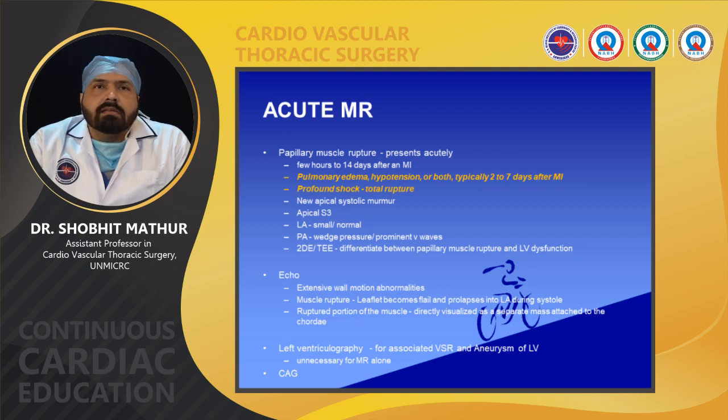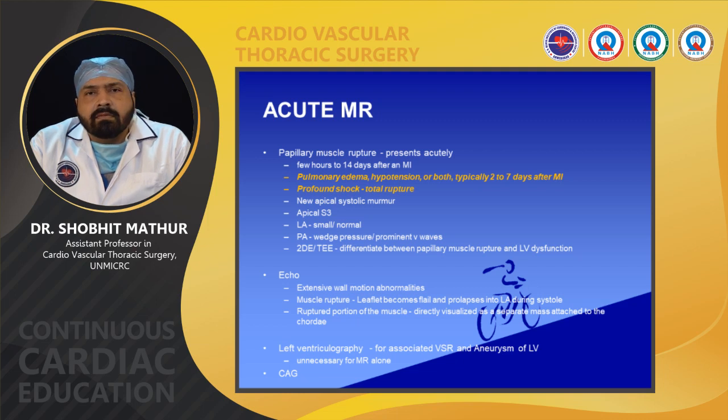If it's a case of muscle rupture, then the leaflets will become flail and they will prolapse into the LA during systole. The ruptured portion of the muscle can be directly visualized as a separate mass attached to the chordae. Some advanced investigations can be done, for example, left ventriculography if we are suspecting associated VSR and associated aneurysm of the LV wall. This investigation is not required for the assessment of mitral regurgitation.